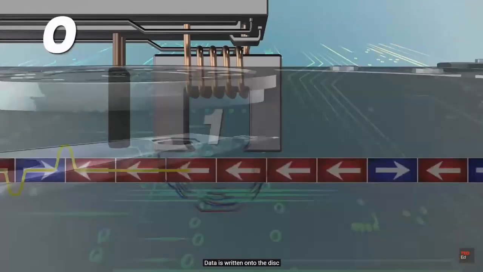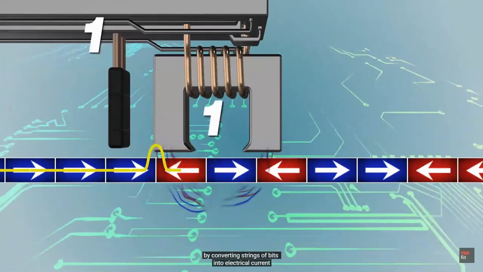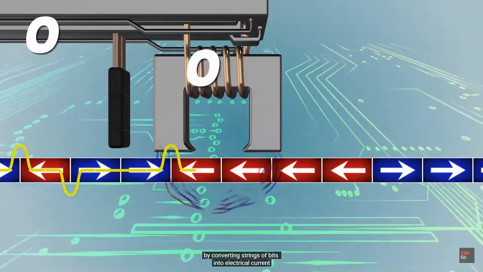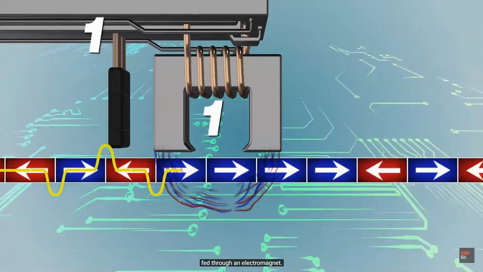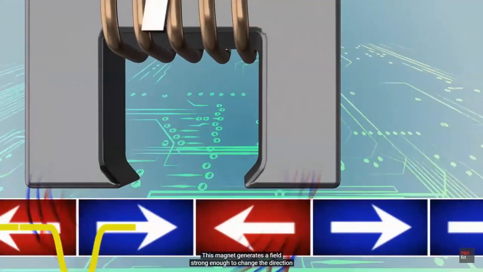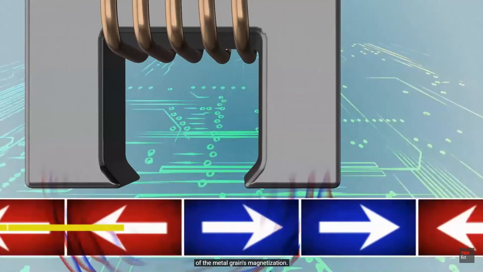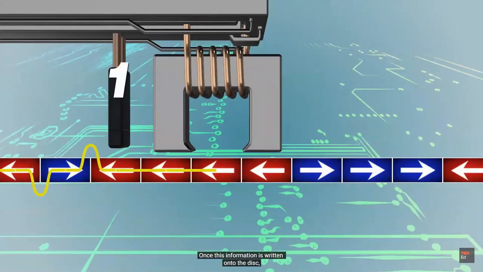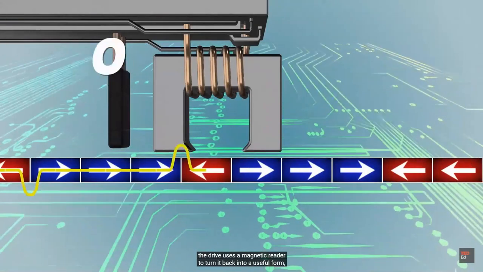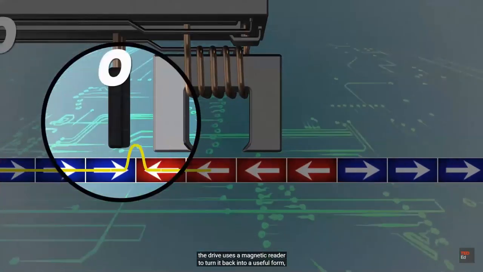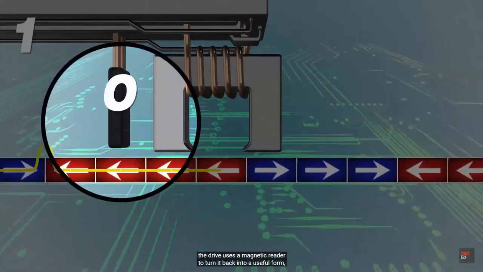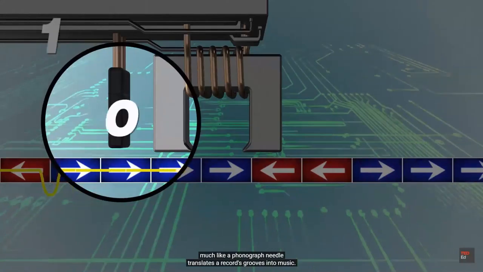Data is written onto the disk by converting strings of bits into electrical current fed through an electromagnet. This magnet generates a field strong enough to change the direction of the metal grain's magnetization. Once this information is written onto the disk, the drive uses a magnetic reader to turn it back into a useful form, much like a phonograph needle translates a record's grooves into music.